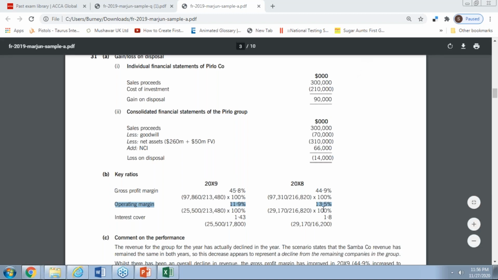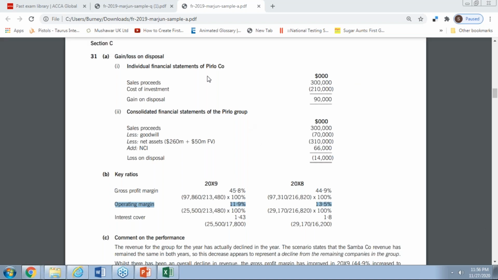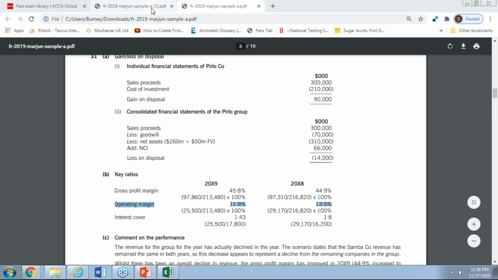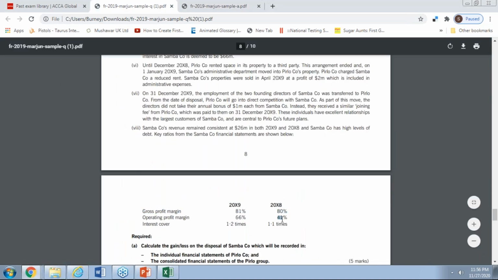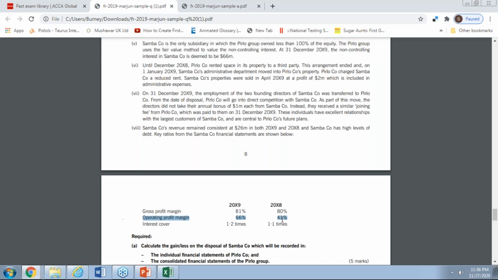Second thing is the operating profit margin of the company has decreased, whereas you can see the Samba company's profitability has increased over the period. So why has Samba company's profit increased over the period? Can you tell me why Samba company's profit has increased over the period? Because of what?